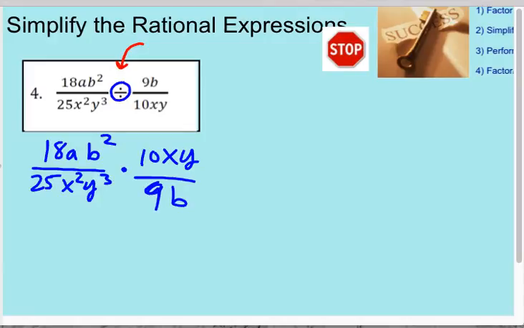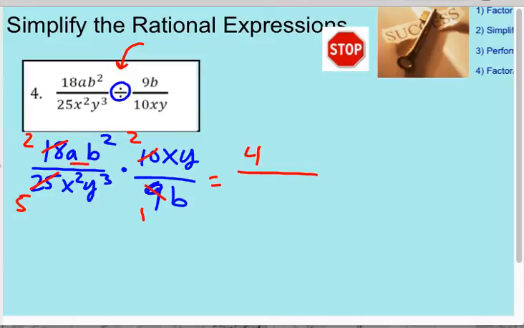So, reduce or simplify if you can. Well, 9 goes in here once, 9 goes in here twice. That cleans it up quite a bit. 5 goes into 10 twice, goes into 25 5 times. Now I'm just working with 2 times 2 or 4. And I have AB xy.